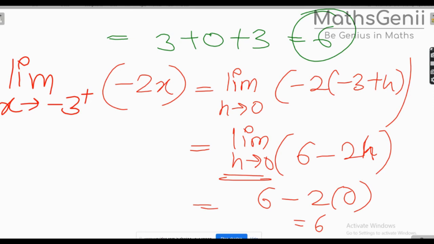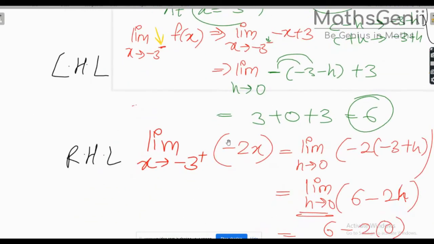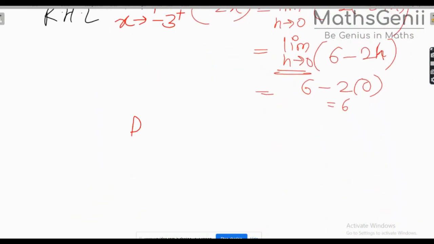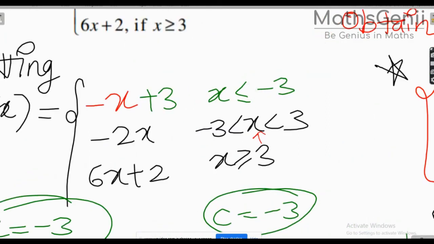Okay, so two things I've proved. Now one last thing is remaining. At x equals to minus 3, that is f of c, I have to find f of c. That means I have to find f of minus 3. At f of minus 3, what is the value? And then if I get that value, only then I can say that yes, limit exists. So at minus 3, what function will I choose? Out of these three functions, what function will I choose at minus 3? So at minus 3, you have only one value. This is less than equal to minus 3. So this is the function I'm going to consider.